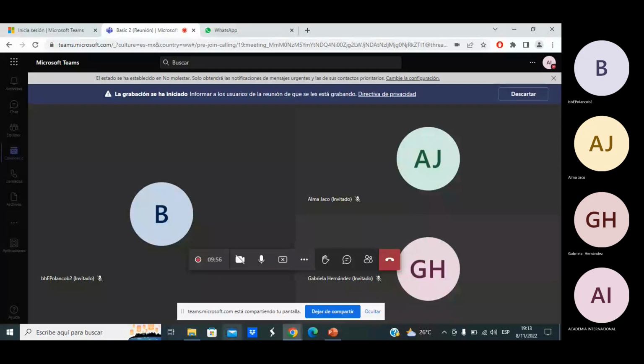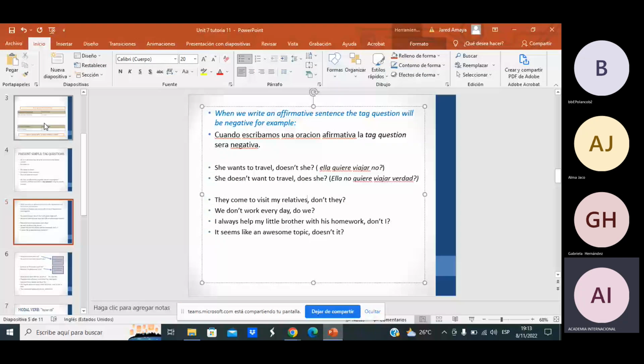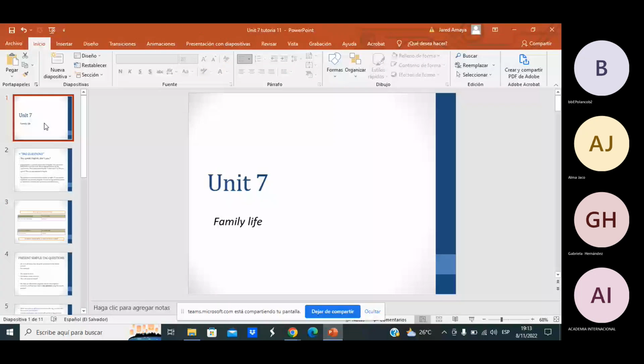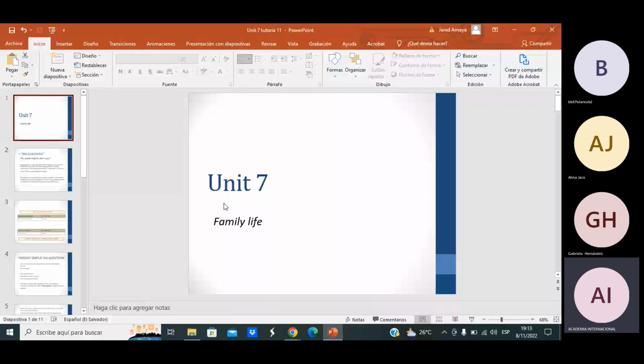Muy bien. ¿Me confirman si se mira lo que estoy compartiendo ahorita? Por favor. Sí, muy bien, gracias.